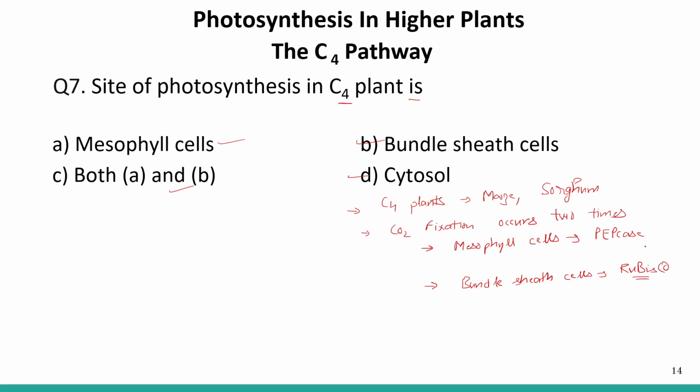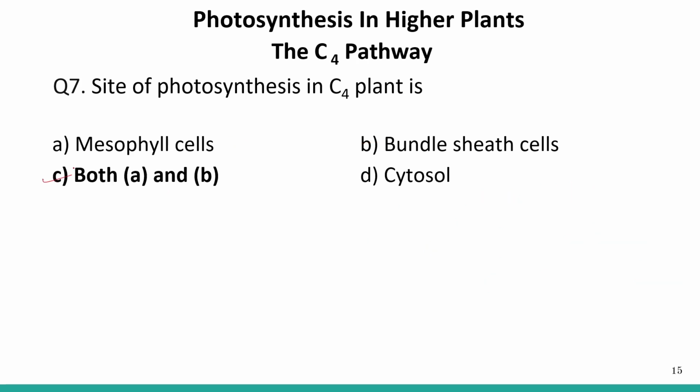Alright. So, what should be the site of photosynthesis? Both A and B, both mesophyll cell and the bundle sheath cells. Okay, so option C is the correct answer.